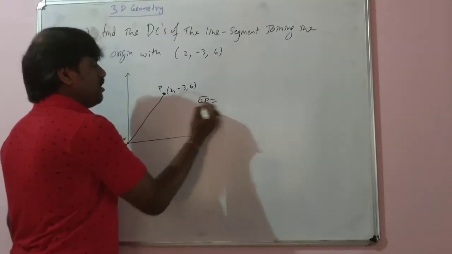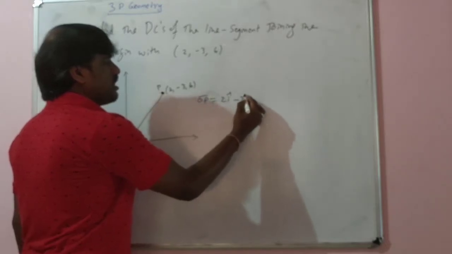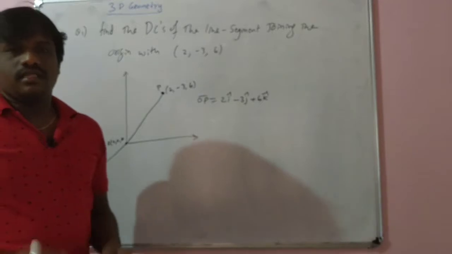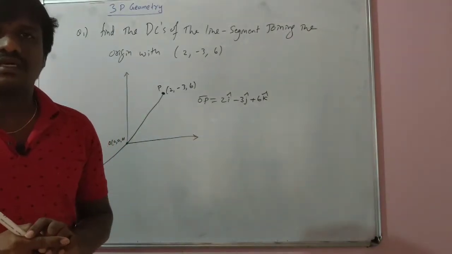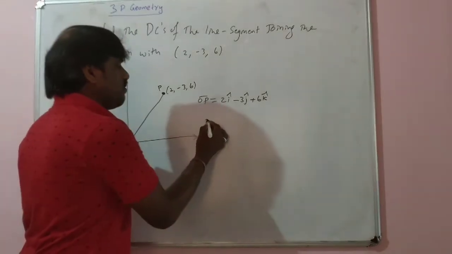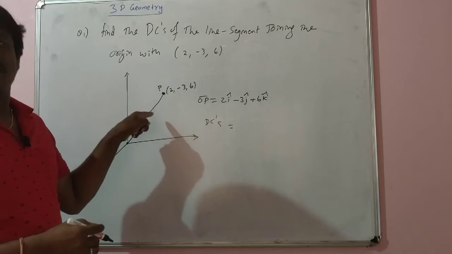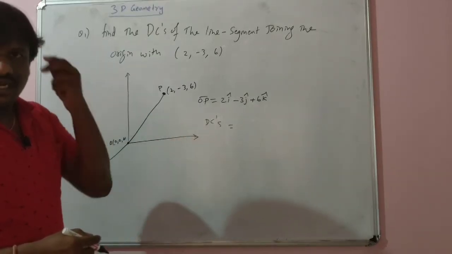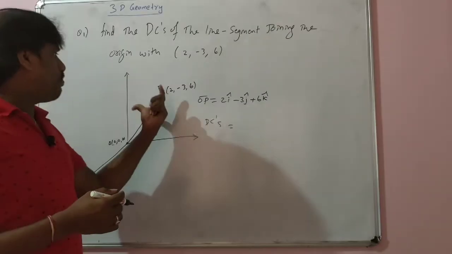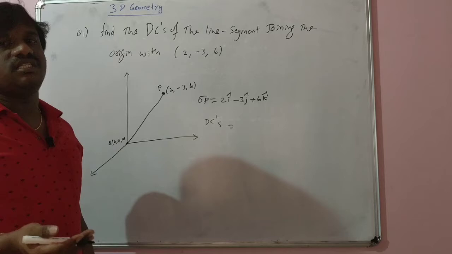The position vector of OP is 2i cap minus 3j cap plus 6k cap. If I want to find the direction cosines, how do I find them? I told you, you have to find the unit vector first. The unit vector will give the answer, so OP vector is divided by its magnitude.